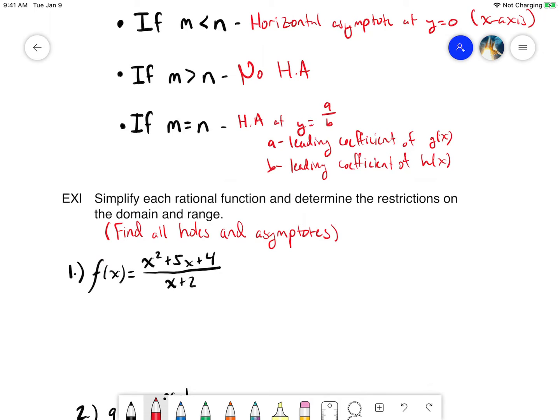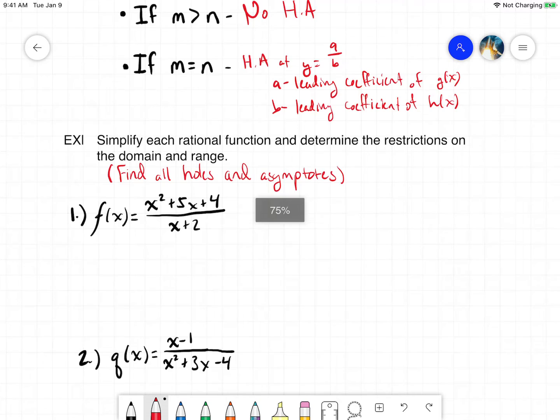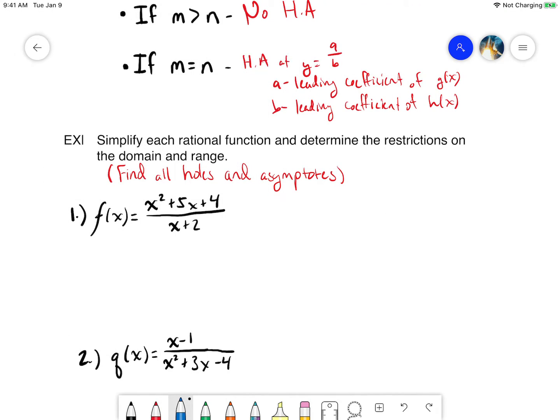In these examples, we're going to simplify each rational function and determine the restrictions on both the domain and range. So essentially, we're finding all holes and vertical asymptotes. For number 1, the first thing I want to do is simplify. Since I can factor the top, I'm going to factor it, which gives me x plus 1 times x plus 4, all over x plus 2.